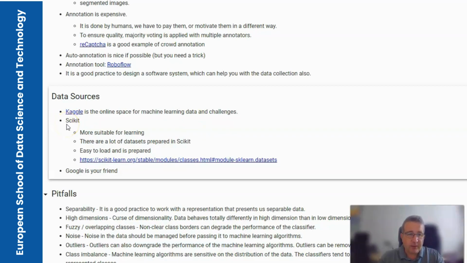Scikit is a famous module of Python. You can find more information about Scikit by clicking on this link. It contains a lot of algorithms already implemented, so the message is that you do not have to implement machine learning algorithms yourself. It's already done by someone else.